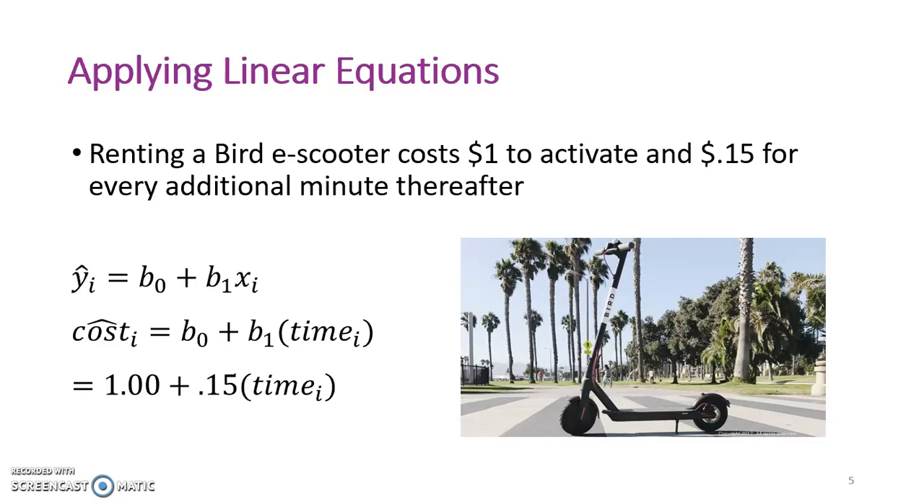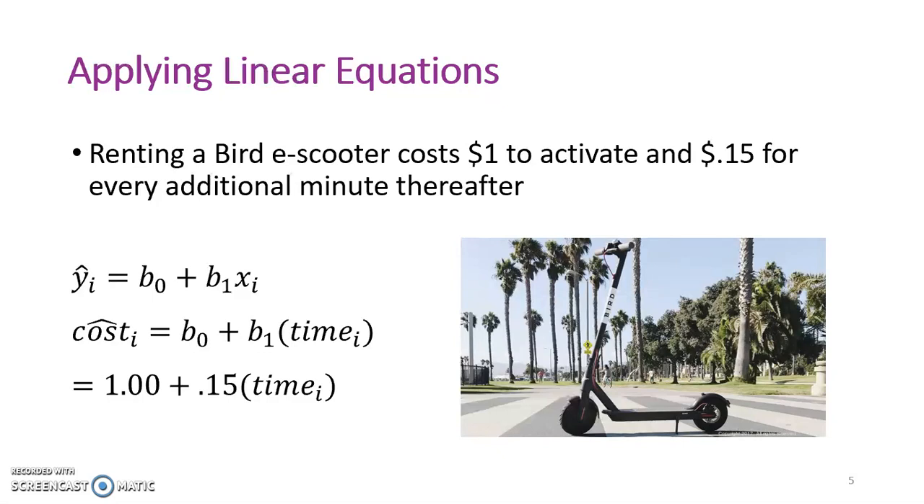Let's take a look at an example. Say that we want to rent a Bird e-scooter to get across campus to get to our classes on time. Well, renting a Bird e-scooter costs $1 to activate and then 15 cents for every additional minute thereafter. We can actually frame this as a regression equation. Let's say that we want to predict a total cost, how much it's going to cost us to rent a Bird e-scooter. Well, we're going to have some intercept in this model, B0, and because renting a Bird e-scooter costs $1 to activate, our intercept is $1.